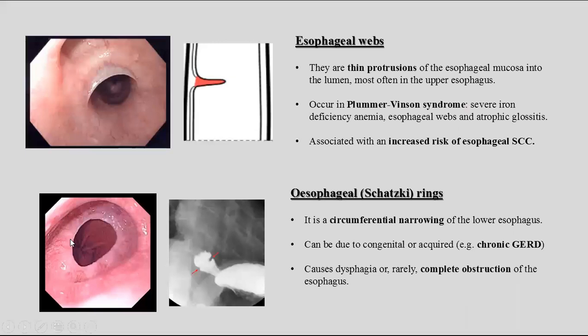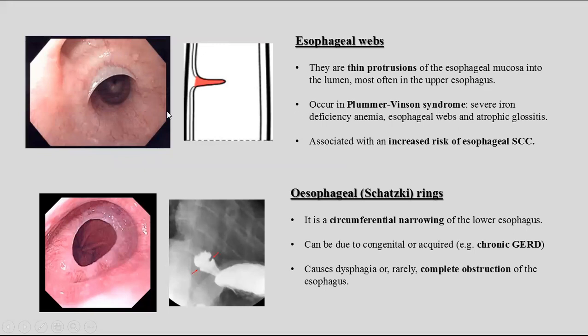So an esophageal web is only going to be on one side, whereas an esophageal ring is going to be circumferential. Esophageal webs are just thin protrusions of the mucosa. Like you can see, it looks very thin and friable here. It's only the mucosa that's coming out and forming this fold or web, as you can see in this picture. It's most commonly found in the upper esophagus. The main thing that you need to know about esophageal webs is that they occur in something known as the Plummer-Vinson syndrome.